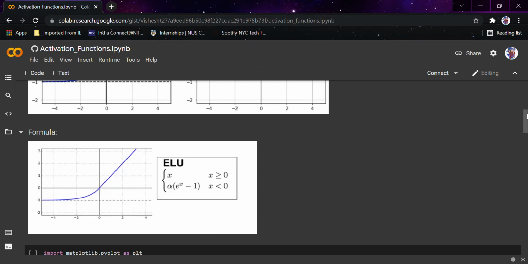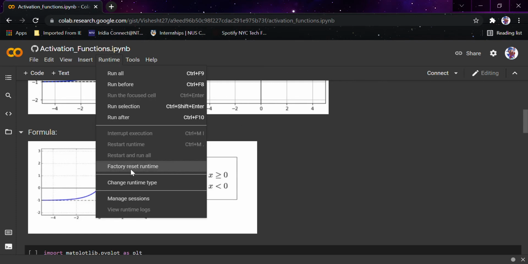So ELU works like this. If the value of x is greater than or equal to 0, it would simply give you the answer as x. But if the value of x is less than 0, then it would give you the answer alpha times e raised to the power x minus 1, which is exponential. Obviously, from the name itself, you must be getting to know.